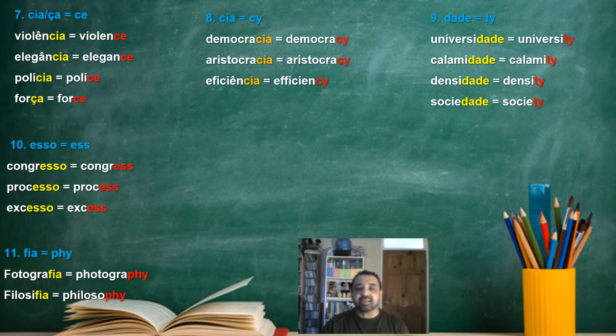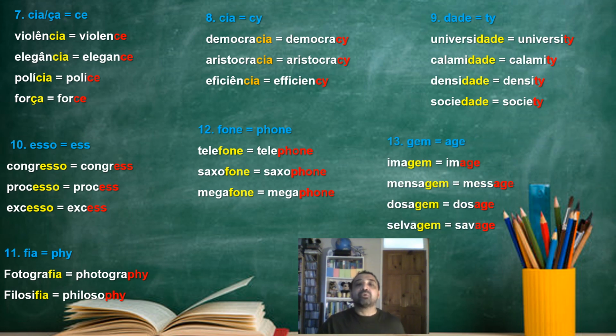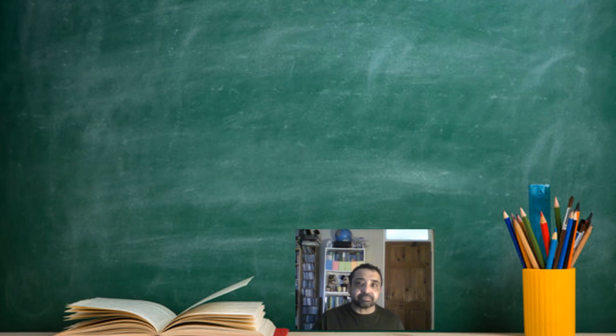Number 11, "phy" becomes "fia" in Portuguese. So photography, fotografia, philosophy, filosofia. Number 12, "phone" becomes "fone". So telephone, telefone, saxophone, saxofone, megaphone, megafone. Number 13, words ending in "age" become "agem" in Portuguese. So image, imagem, message, mensagem, dosage, dosagem, savage, selvagem.